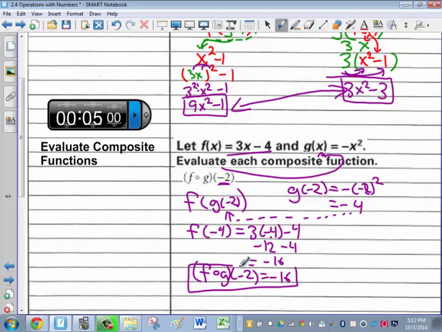And that's how you not only find a composite function, which is what we did up here, but that's how you evaluate one right down there.